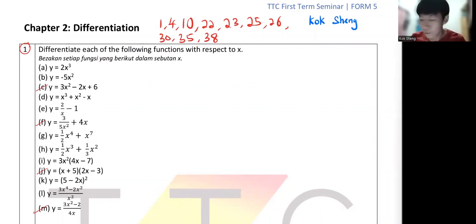So as you received the notes, either in a PDF file or in physical form, you can see that the whole notes are not that thick, correct? We are just discussing chapter 2 for today's class. Form 5, chapter 2, differentiation. You can see the numbers that I put on top of the screen. This is the question that we're going to discuss for today's class. I put it inside the chat first.